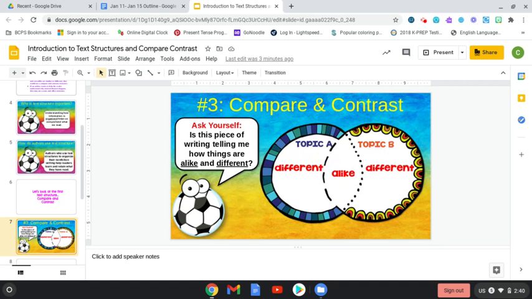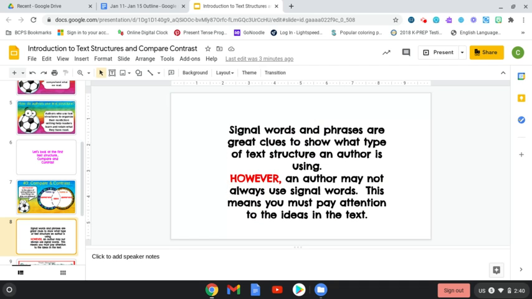So if you're not sure what the text structure is of something you're reading, you just want to ask yourself some questions. One question you might ask yourself is: is this piece of writing or this text telling me how things are alike or how they're different? If that's what they're explaining to you, then you know that that structure is compare and contrast. Now, an author might use signal words to help you know that it's compare and contrast, but they may not always use signal words. But you have to pay attention to the ideas and the information that they're actually giving you.